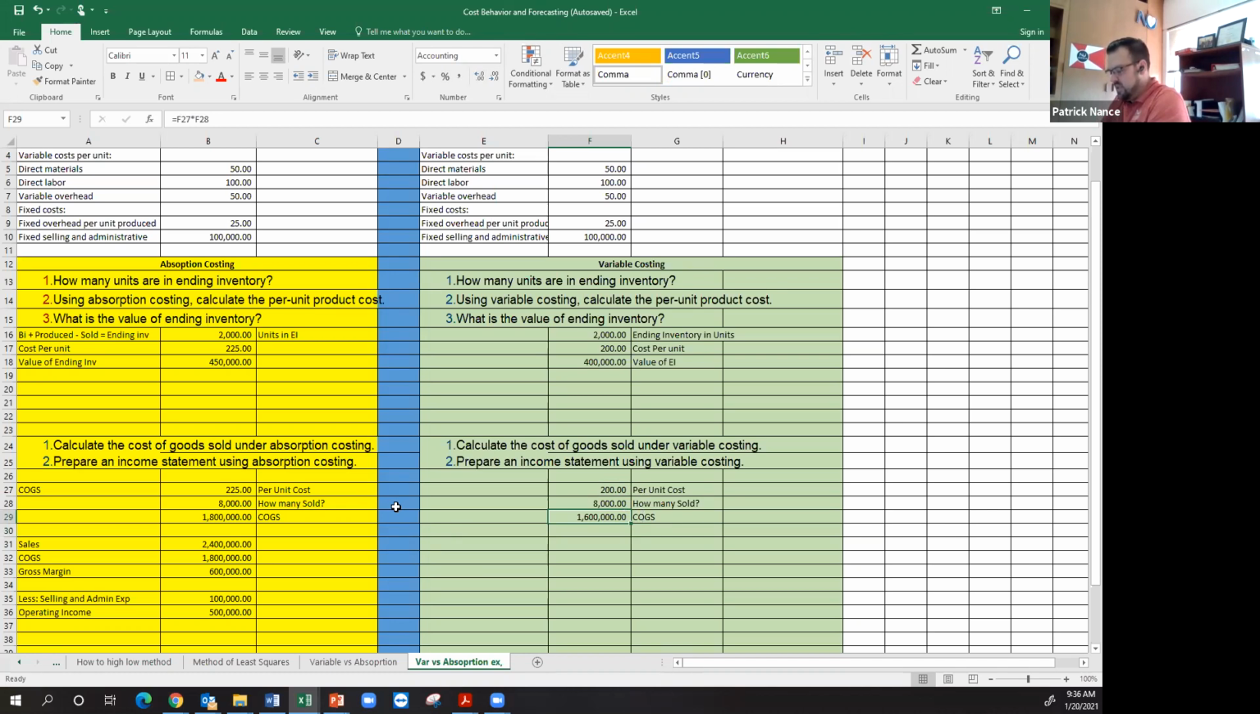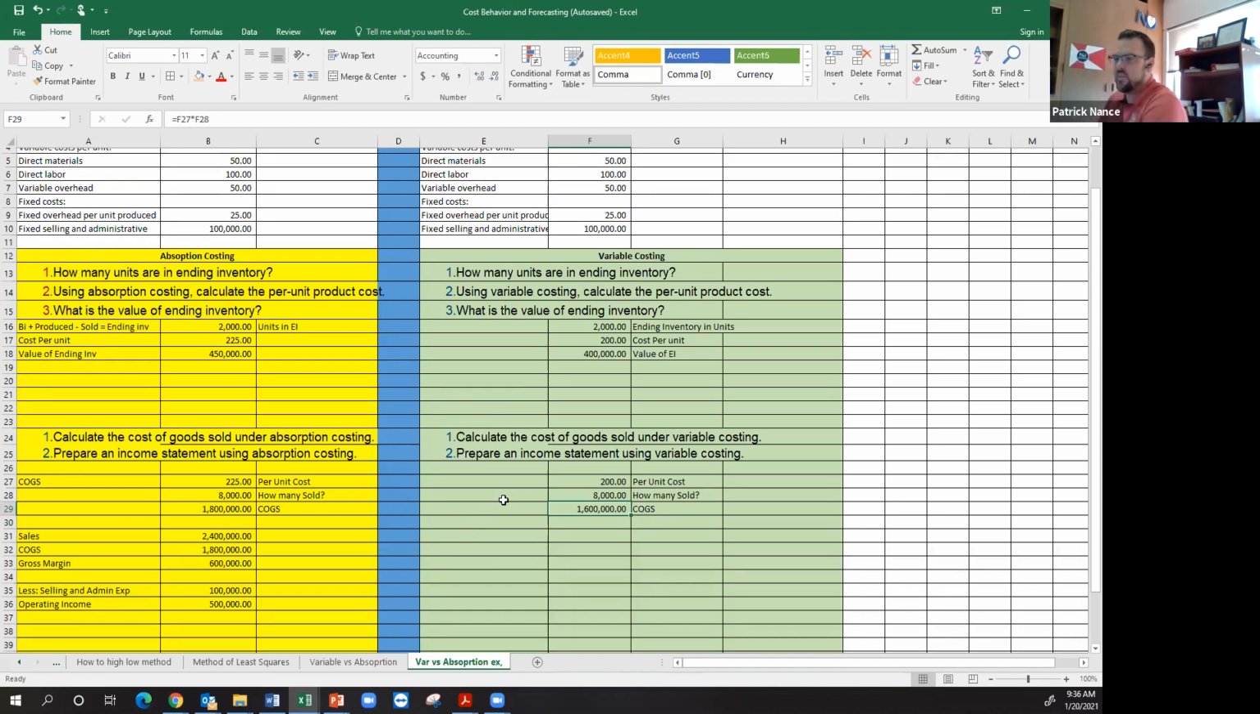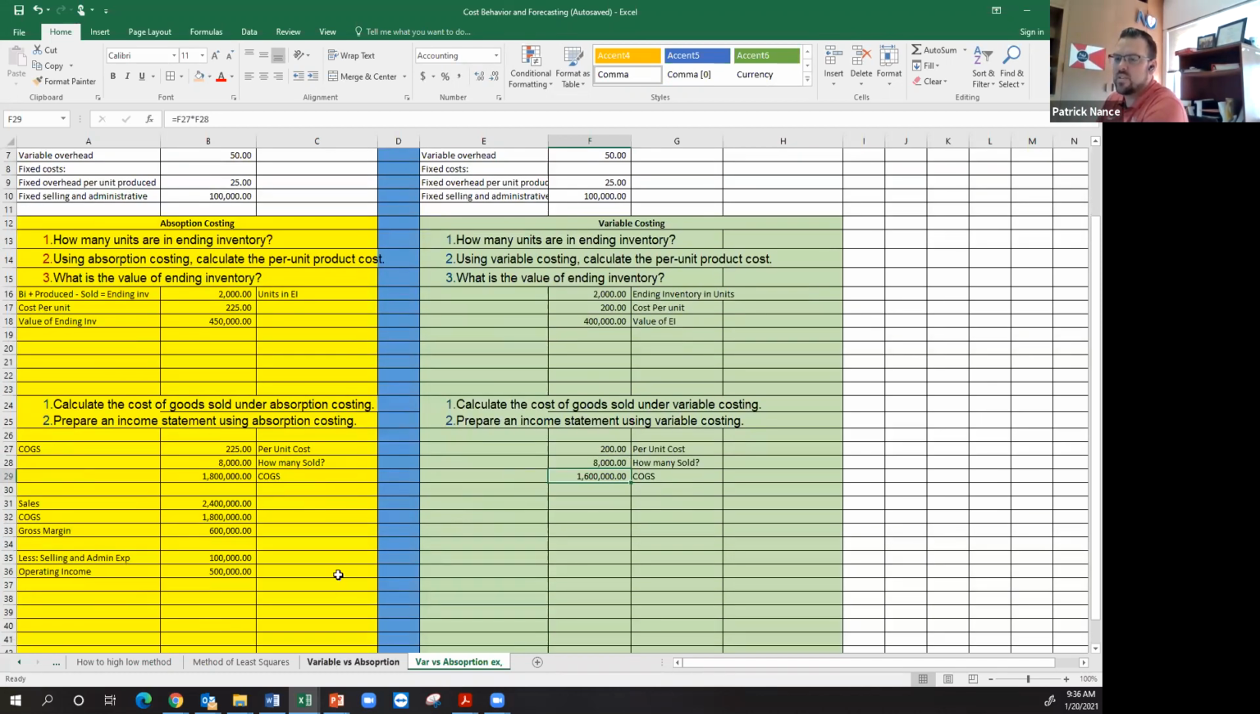I'm going to start the income statement the same, except I'm going to use a little bit different titles because remember with variable costing, we're looking to separate out variable versus fixed cost. So I always start with sales. Okay, that's the same. And I still sold 8,000 units for $300. So my amount of sales is not different.